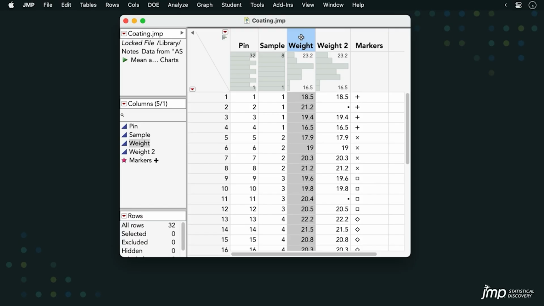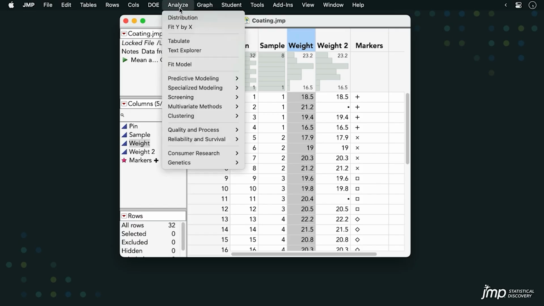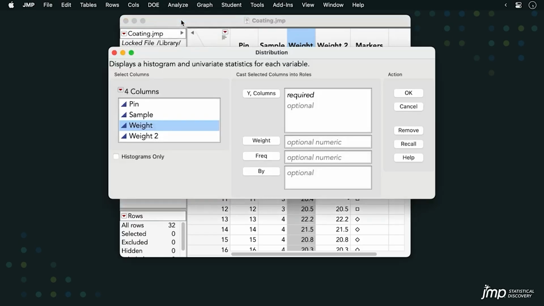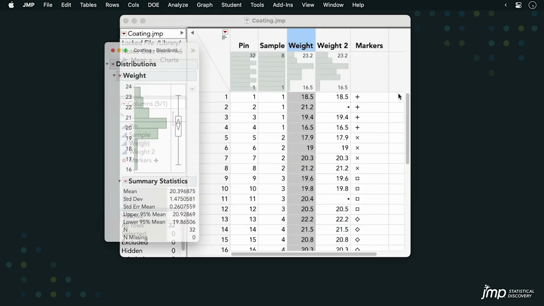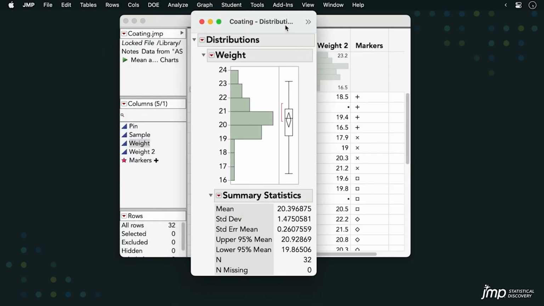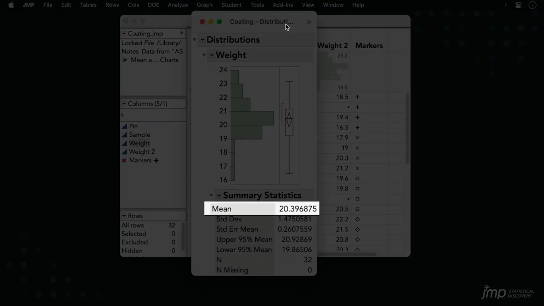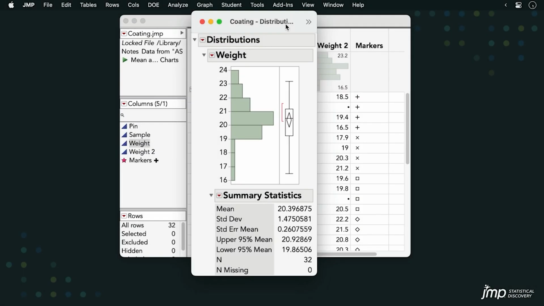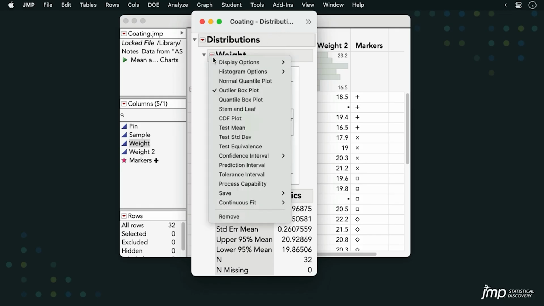We'll begin by going to Analyze, Distribution, placing weight into the Y columns row, and clicking OK. We can see that the observed mean weight is approximately 20.4, which is relatively close to our target value of 20. We'll next go to the red triangle and select Test Equivalence.